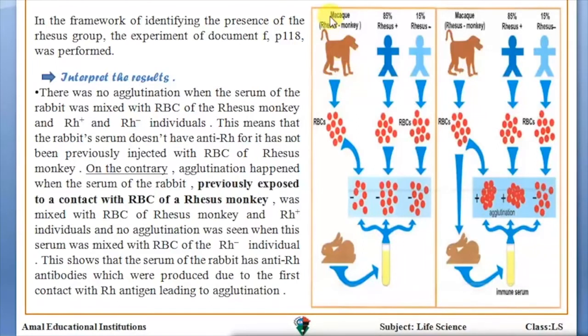It was removed from a macaque monkey, the rhesus monkey, so called because on the red blood cell we're going to have the Rh antigen. It was removed from the Rh positive individual and from Rh negative individuals, likewise here. Keep in mind that it has been estimated that the majority of individuals are Rh positive, around 85%, while 15% are Rh negative.